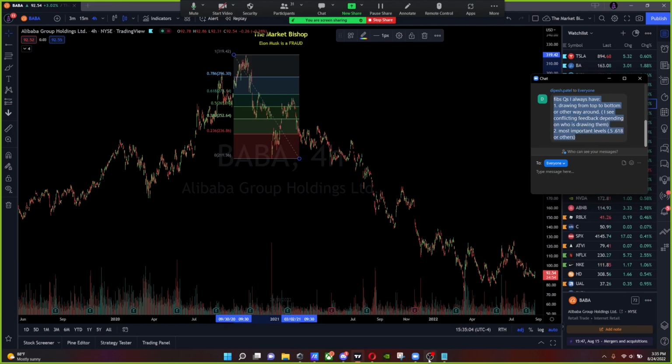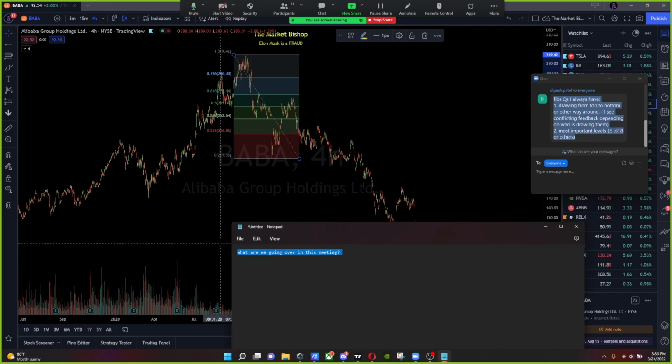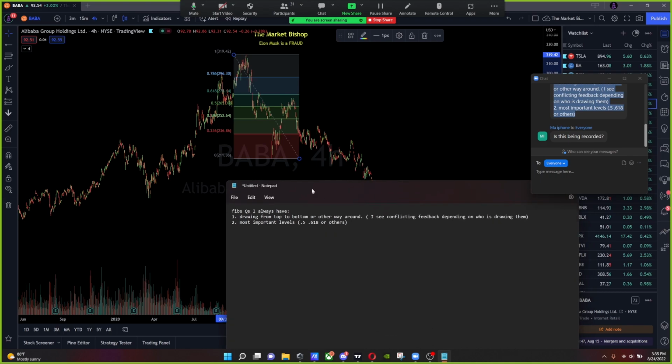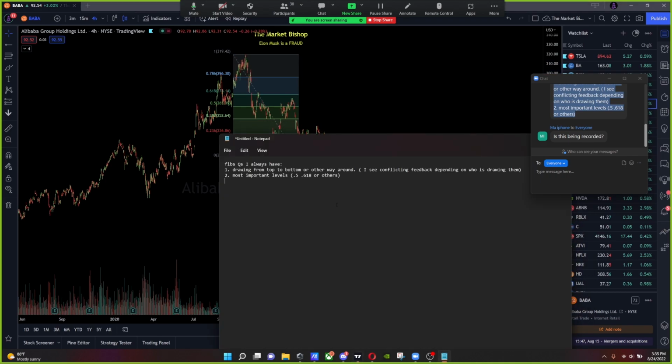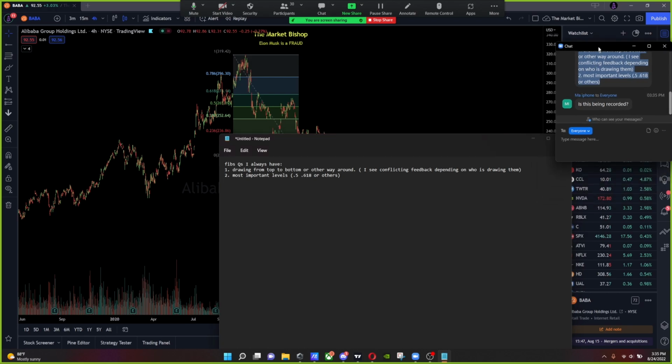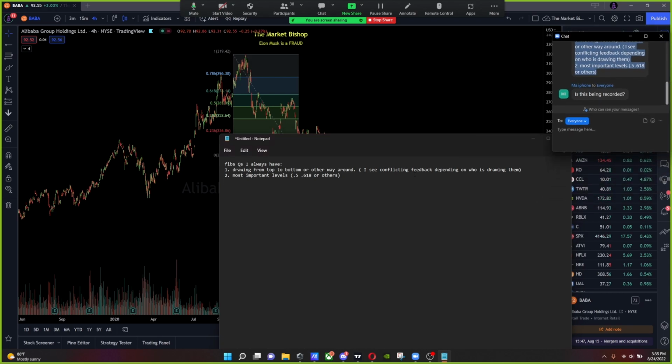Another question we had, which I'll just answer throughout the session, is, this person asked about drawing Fibonacci's from top to bottom or the other way around. And he's getting conflicting feedback. Don't worry, I'll make it all simple for you. And then the most important levels, I'll definitely go over that as well.